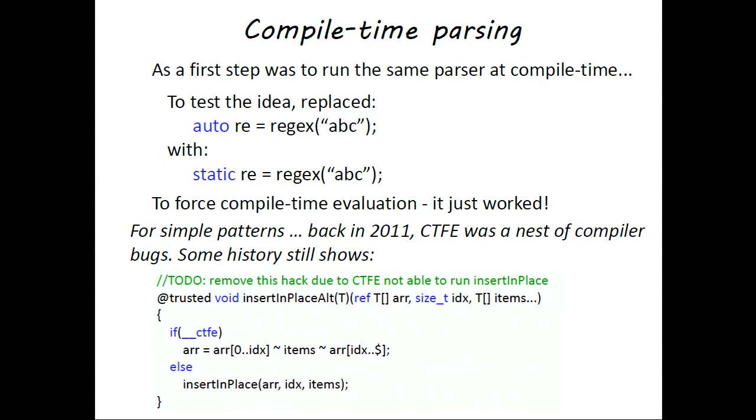Okay, so compile-time parsing. This is something that sounds pretty impossible if you think of, say, C++. But for D, this is a matter of changing a couple of characters. Just to test things, I put static instead of auto in front of the regex statement, and it got compiled. So what's the difference between the two statements? In the first statement, the regex function is called at runtime. In the second statement, this function is never called. Instead, the variable just points to a static variable.